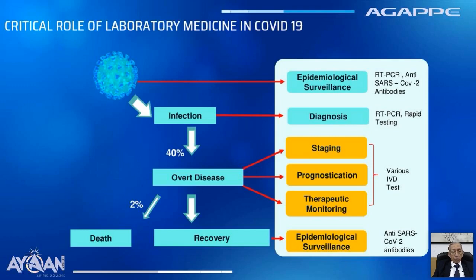Almost all of them, 98%, will recover. About 1 to 2% will have aggressive disease and go to death. On the right-hand side, we have shown the different clinical tests. And these tests I shall describe in greater detail after some time. These tests are necessary or useful for epidemiological surveillance, for the initial diagnosis, for staging of the disease, for prognostication, for therapeutic monitoring, and also later after the recovery period, they can again be necessary for epidemiological surveillance.